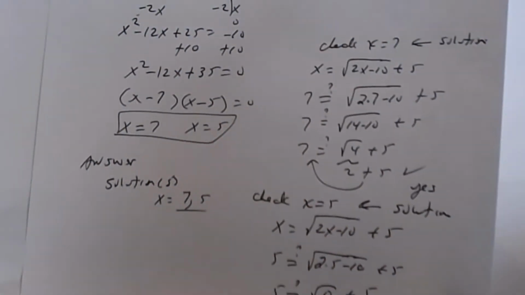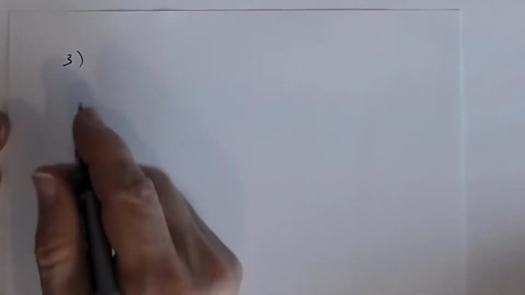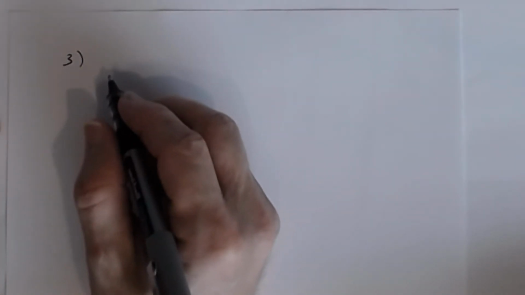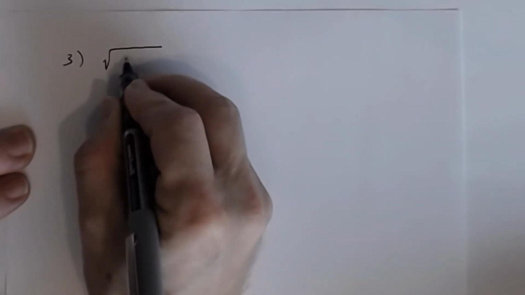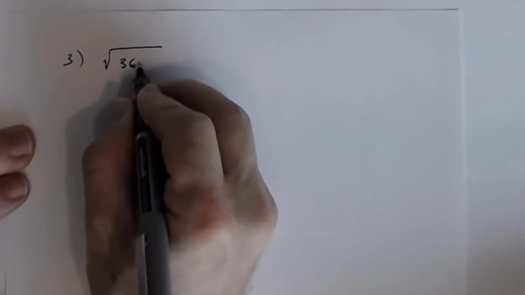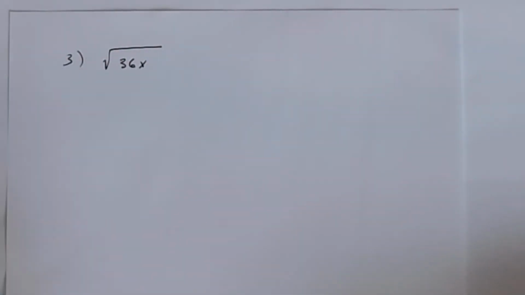All right, that's number 2. Okay, let's do number 3. So suppose in number 3, we had this. Let me remind myself what number 2 was. All right, that was number 2. So let's make this number 3. All right, suppose we have the square root of 36, oops, sorry, wrong one. Let me do this over. Okay, so this is going to be number 3.